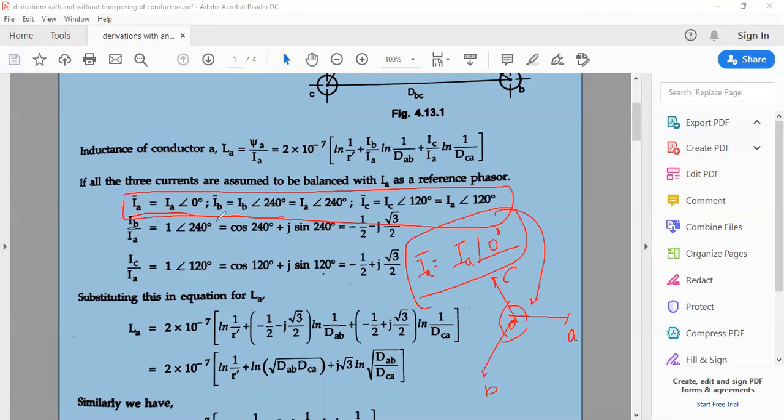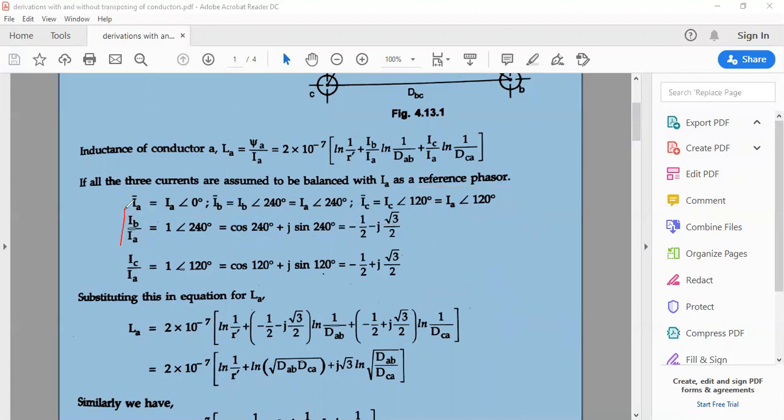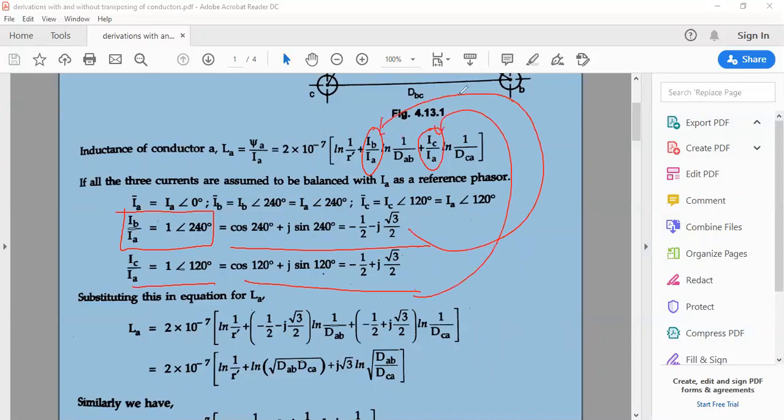Next, I can talk about the term IB by IA. If you divide it, IB by IA, you get this term, and IC by IA gives this term, because we need two equations that I need to substitute. So this one here, and again this one here. If I want to make the substitution, I can go for these equations which are present there.